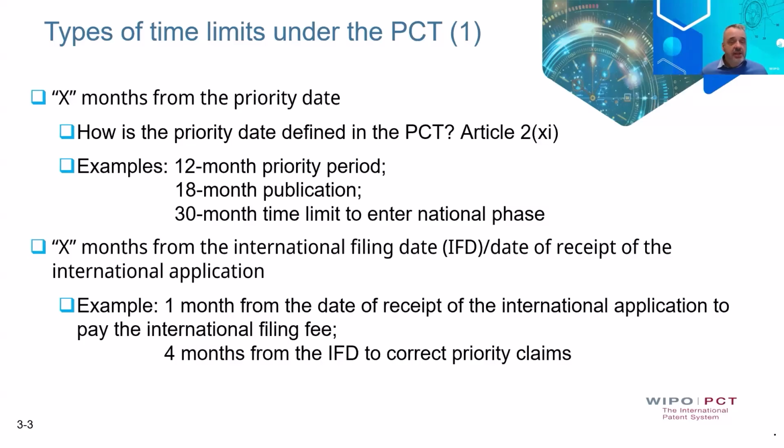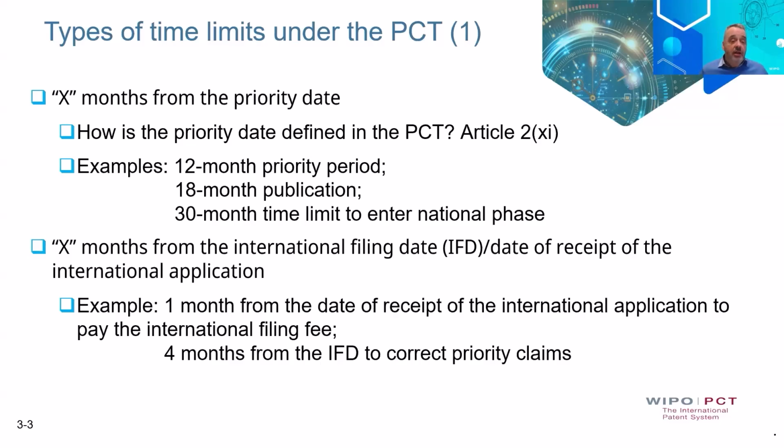So what are some examples of X months from the priority date? There's, of course, the 12-month priority period. In this case, it's basically from the earliest priority that you're claiming, and then 12 months from that, you need to absolutely file your PCT. Or 18 months from the priority date is our date essentially for publication.